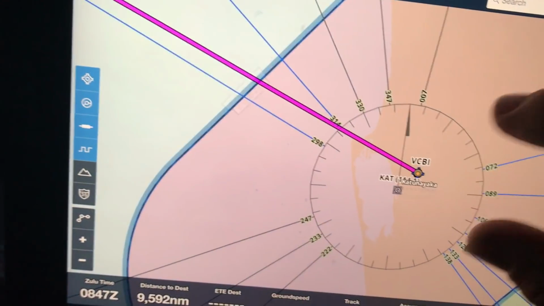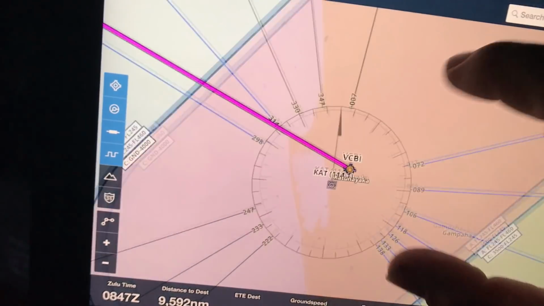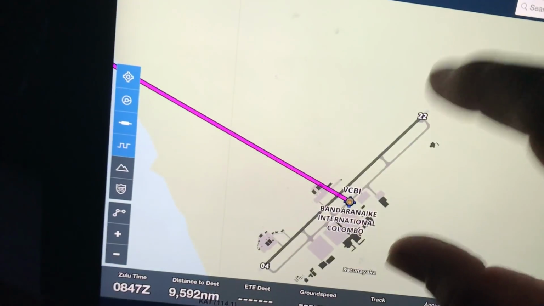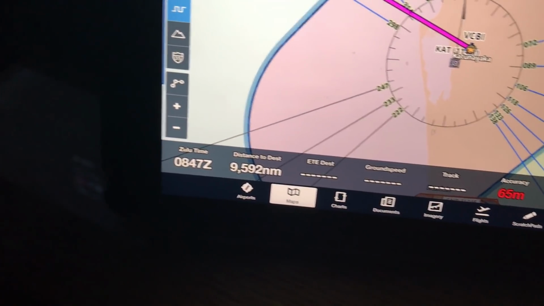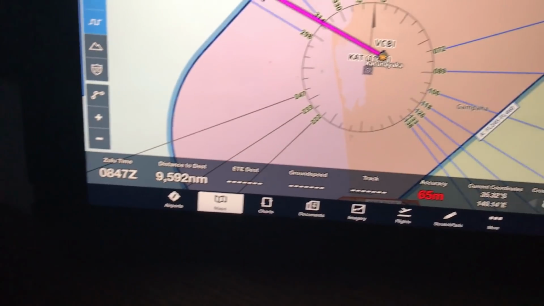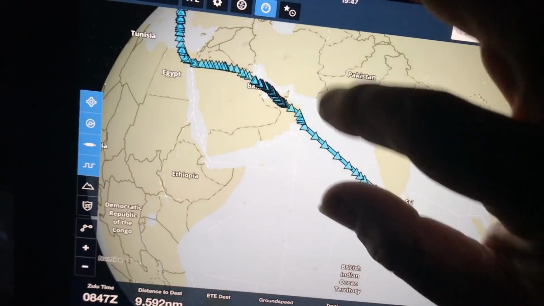Now, when we're actually flying this route, it has an overlay of our specific position at all times on this route, and it shows data such as distance, estimated time intervals, ground speeds, tracks, and cross-track error. So it is absolutely 100% used for navigation.